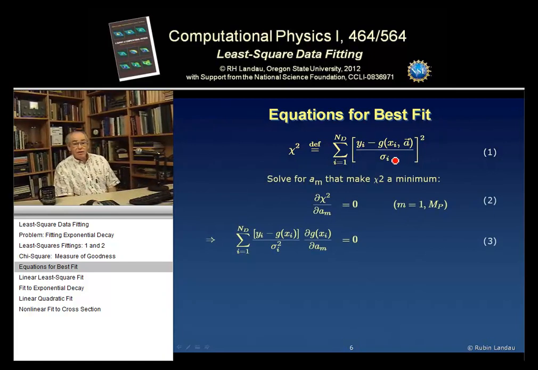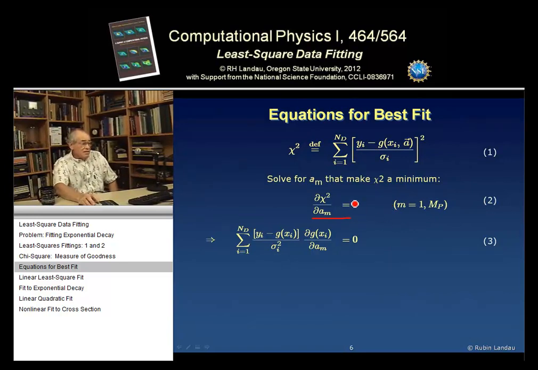How do we make that a minimum? How do we get a best fit? Well, the answer is obvious. We want chi-squared to be a minimum. Elementary calculus, remember calculus, tells us that the derivative of chi-squared with respect to each parameter should be 0. That gives us an extremum. It may be a minimum. That's something we have to check, that it's not a maximum.